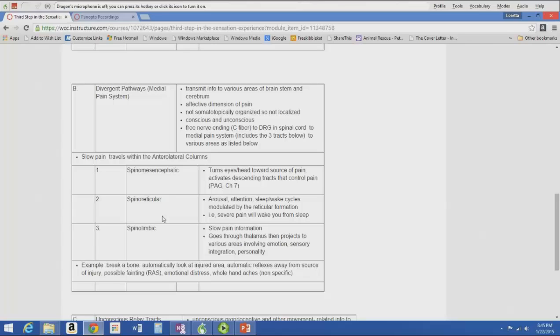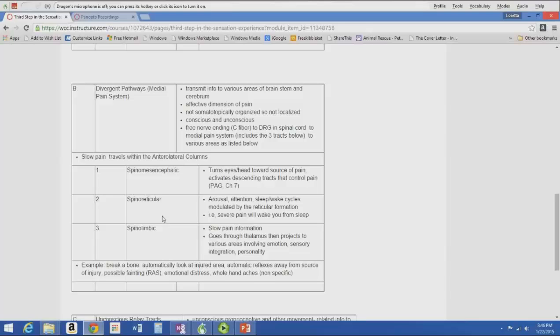So the example is you fall and break your leg. You automatically look at the injured area, because the information running in that spinomesencephalic tract turns your head and eyes towards the source of the pain. You're going to look at it, see what happens. Automatic reflexes make you move away from the source of injury.